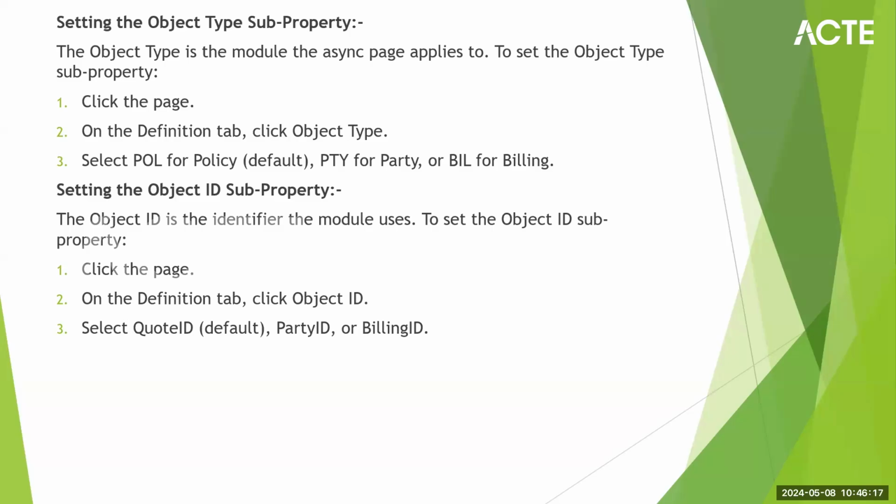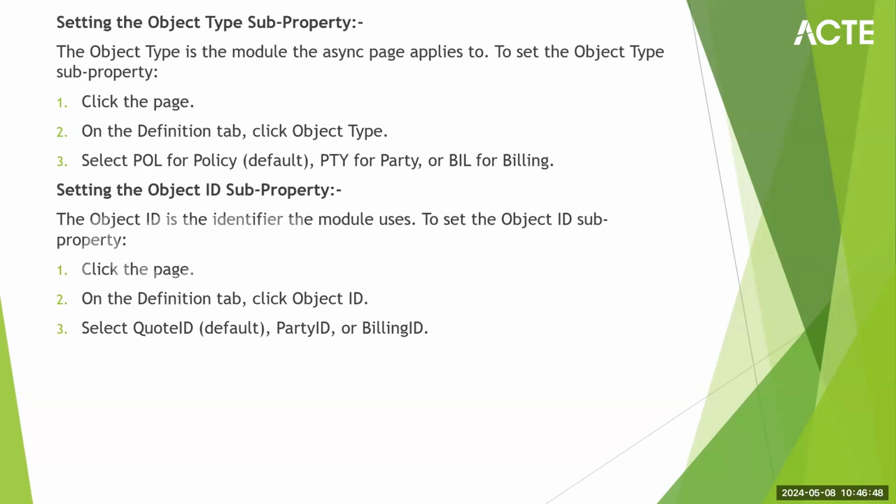Setting the object type sub-property. Object type is the module the async page applies to. It is nothing but, in a page, one particular module is called object type. How do you set that? Click on the page on the definition tab, click object type and select pol for policy. Now, majorly you'll be creating only the policy, right? So you need to select pol for policies by default. Suppose you are working in billing or party, then you need to click on PTY or BIL.